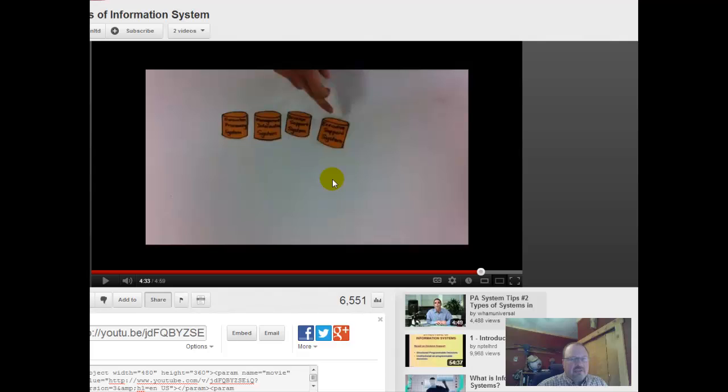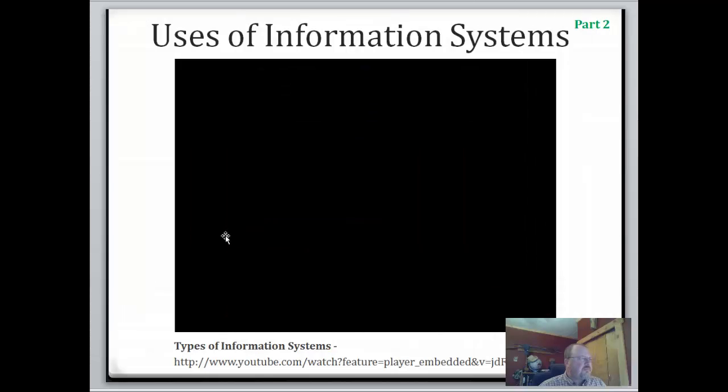Again, very interestingly, it talks about transaction processing, management information systems, decision support systems, and executive support systems. So I really thought that this was an interesting, albeit a little hinky video, with bad music that was a little bit too loud, but overall reasonably descriptive of those particular kinds of information systems.